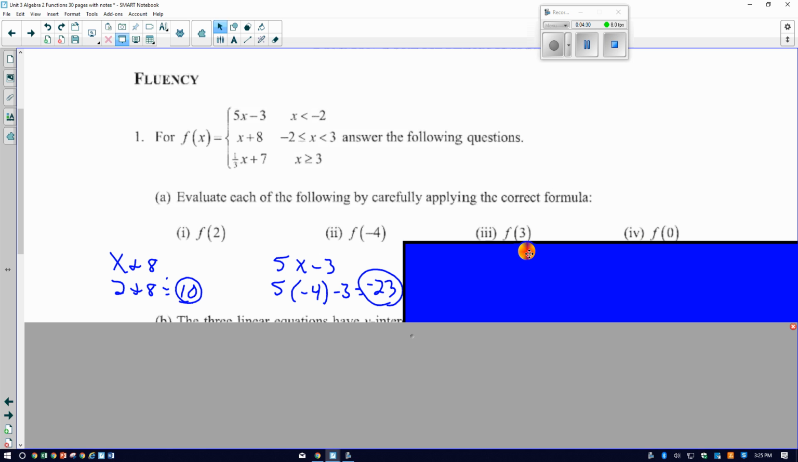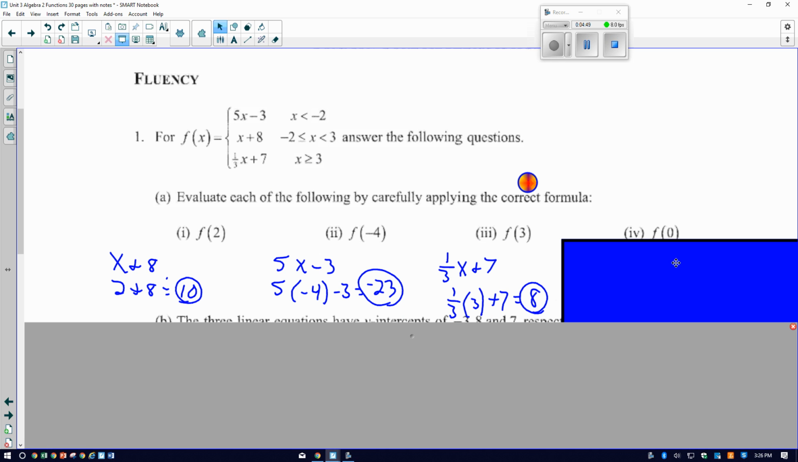Function value at 3. Which equation do I use? Do I use this one? Or do I use this one? They both have a 3 in it. Wait, this one says x is greater than or equal to 3. Okay, so I use that one. We know what 1/3 of 3 is. 1 plus 7 is, let's see if it says 8.